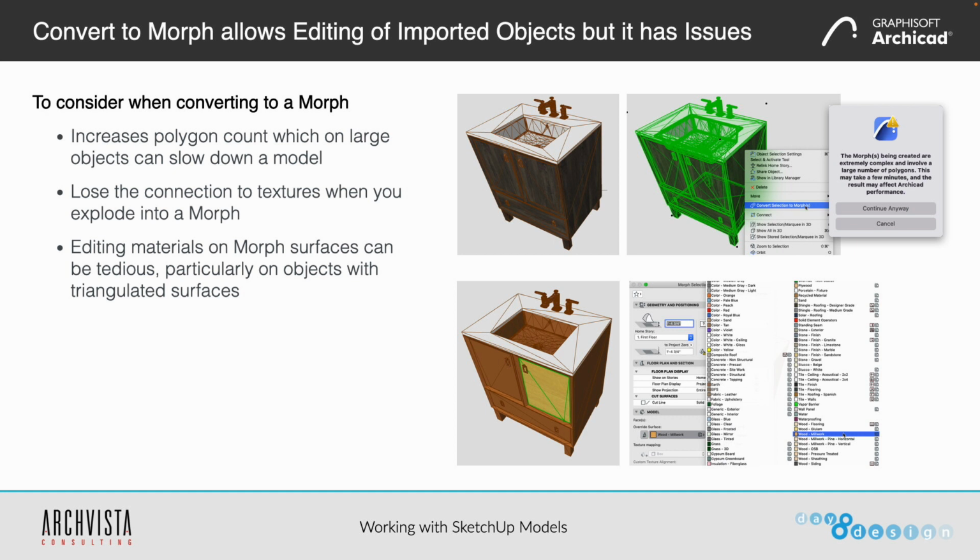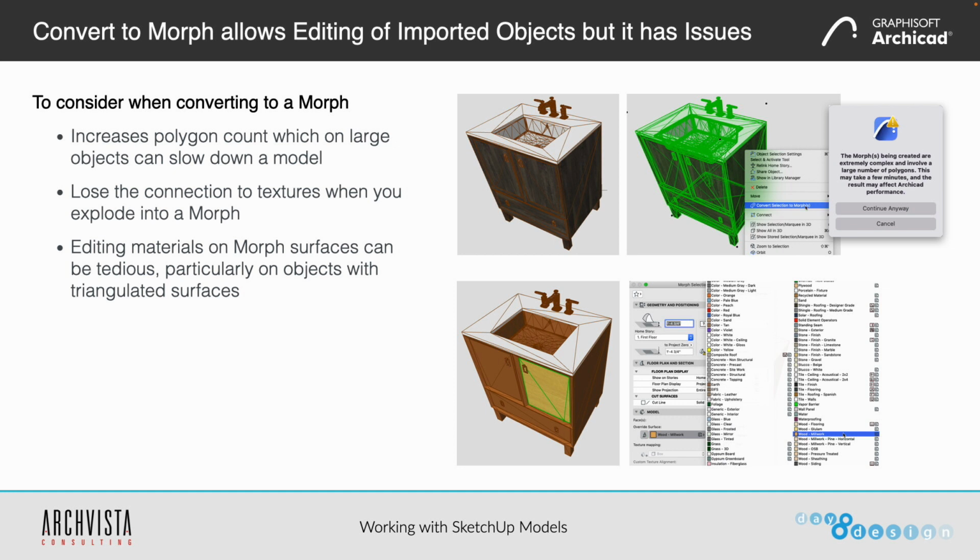And you can see here, it's very triangulated, lots of polygons to it. It's kind of messy because of those polygons and triangulations as part of that object. And as it shows you here, when you right-click it, select it, right-click, and select Convert Selection to Morph, it'll bring up this dialog warning.